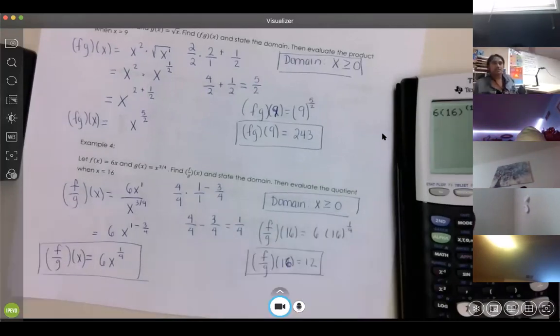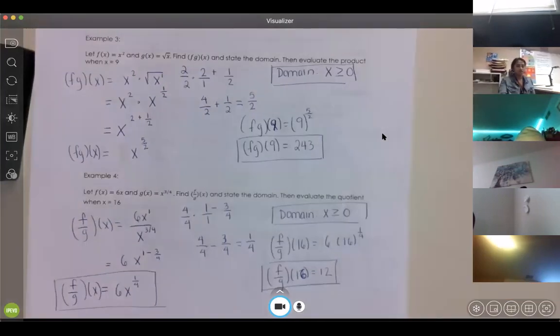Any questions about example 4? Does anyone still need to see this before I change the screen?